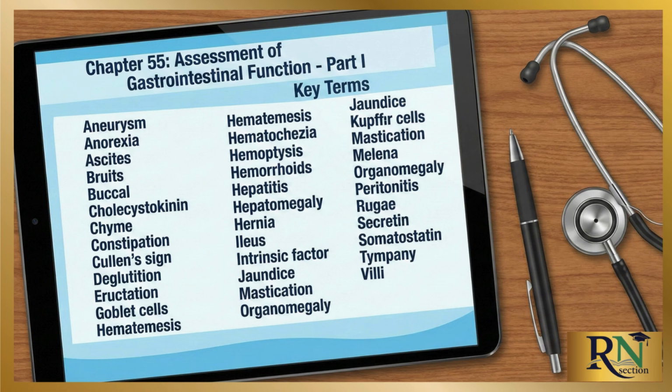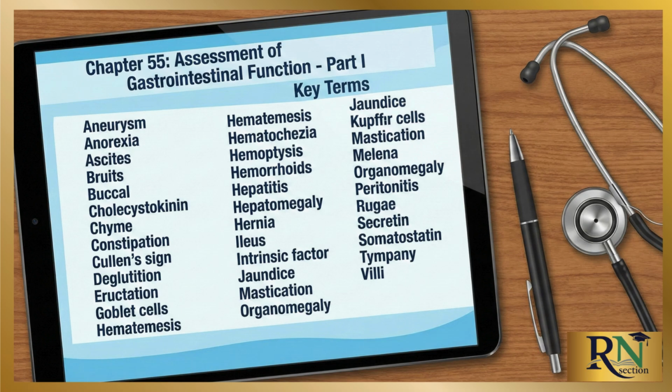Confused about the difference between hematemesis and hemoptysis? Struggling to remember what Kupffer cells actually do in the liver? Imagine finding blue discoloration around the patient's belly button. Is it just a bruise, or is Cullen's sign worrying you of internal bleeding?